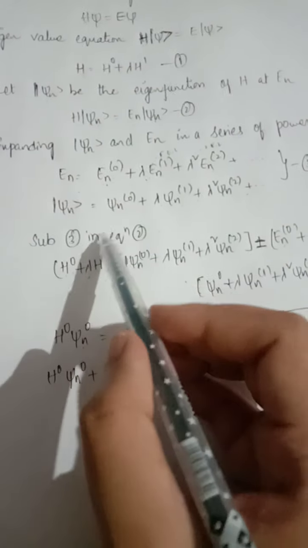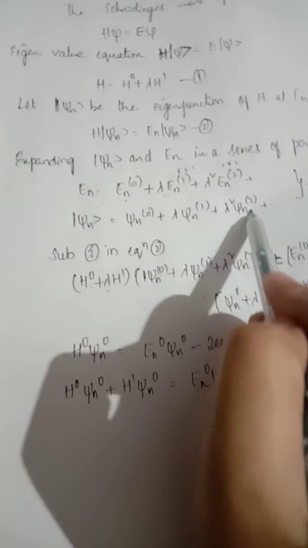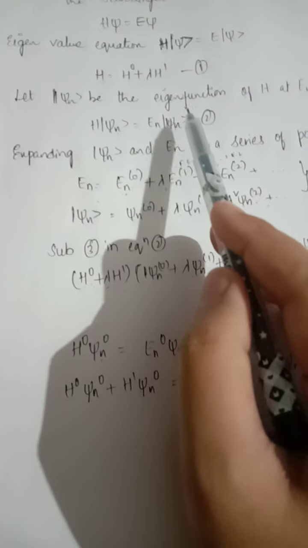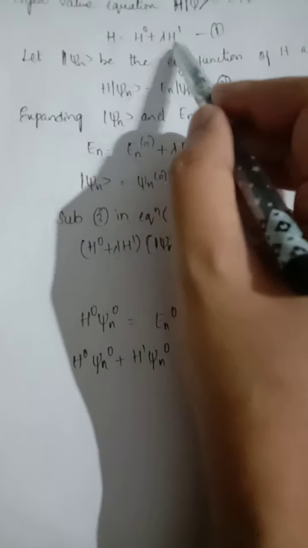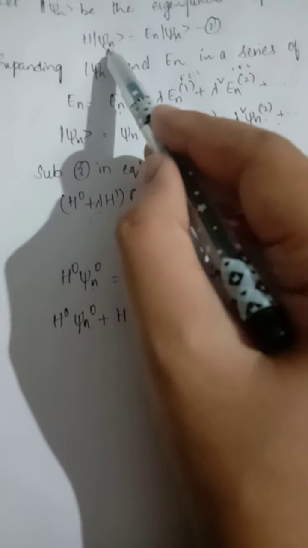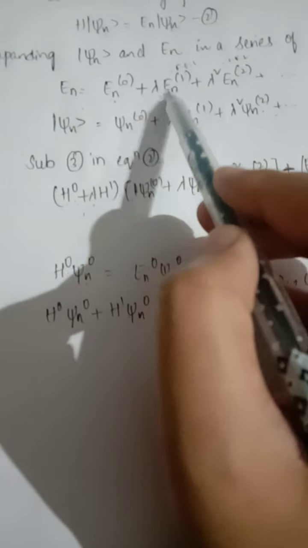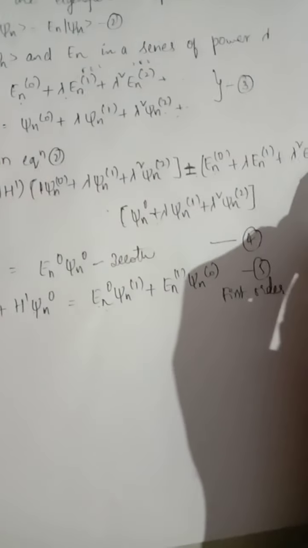Now next we are substituting these two equations in equation 2. In equation 2, in the place of H, we substitute the value H naught plus lambda H dash. Similarly, in the place of ket of psi n, we write the expansion, and it equals En, which we know is En of 0 plus lambda En of 1 plus lambda square En of 2. Here we are not writing the "and so on".